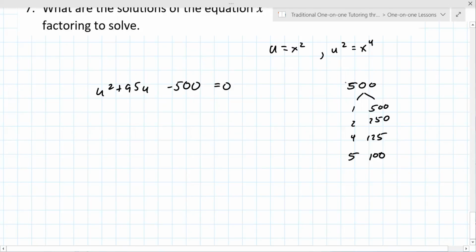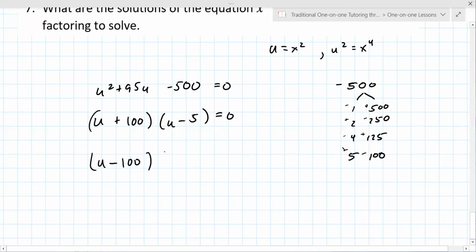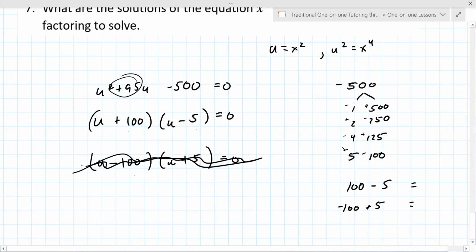Okay, but to get to -500, which is what we really wanted, that means one is positive and one is negative. So in this case, you've got a choice. Is it u plus 100, u minus 5, or is it u minus 100, u plus 5? The answer comes down to which of these two adds up to positive 95. Is it 100 minus 5, or is it minus 100 plus 5? Which one gives you positive? 100 minus 5. Yeah, so this one's no good here. And that's how you decide.